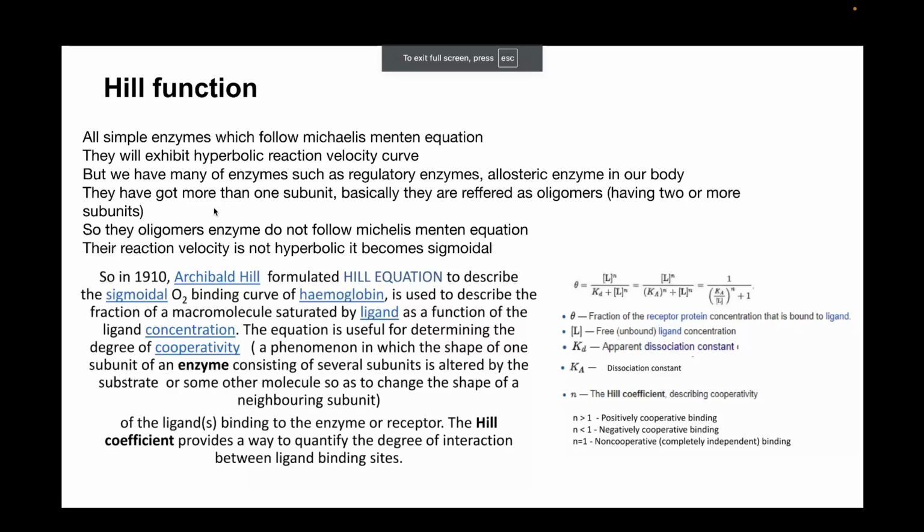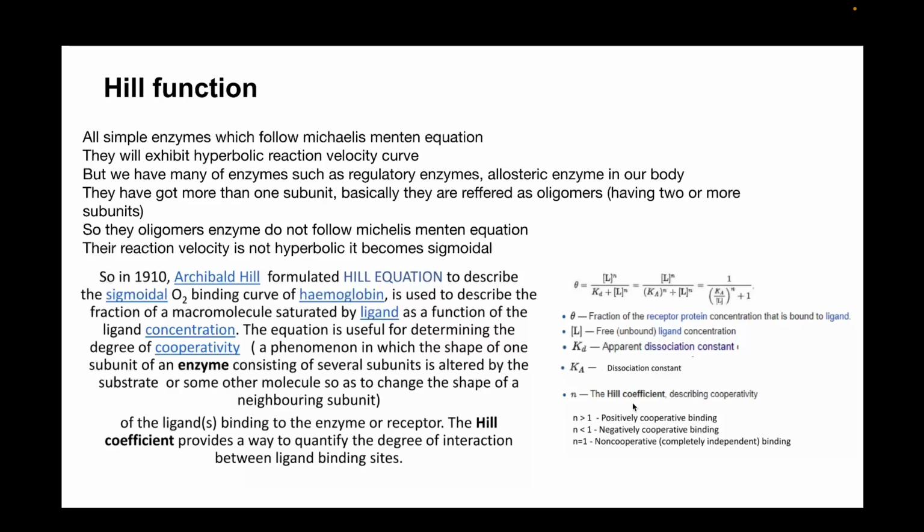So basically, what is the Hill function? So we have the ligand and basically the substrate binding equation for simple enzymes, which follow the Michaelis-Menten equation. So they exhibit a hyperbolic reaction velocity curve. But many of these enzymes, such as regulatory enzymes, are oligomers, and because they have multiple units, they do not follow the Michaelis-Menten equation. Their reaction velocity is not hyperbolic, it is sigmoidal. So it is like this, sigmoidal.